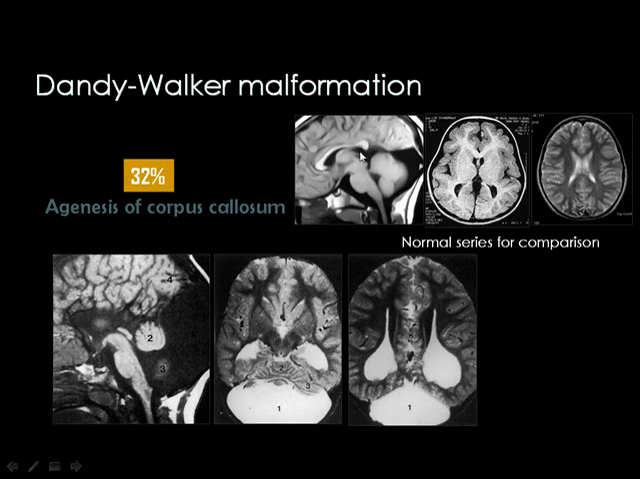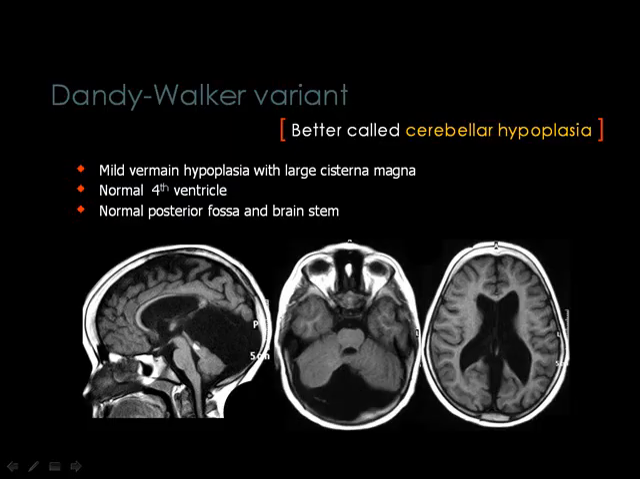Look at the normal case. This is the corpus callosum, and this is the cerebellum, this is the fourth ventricle, and the fourth ventricle is not communicating with the cisterna magna because the vermis is present. But here, the fourth ventricle is communicating with the posterior fossa cyst, denoting Dandy-Walker malformation.